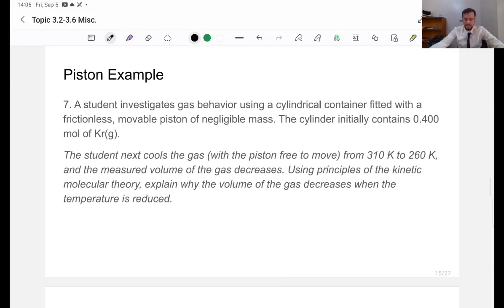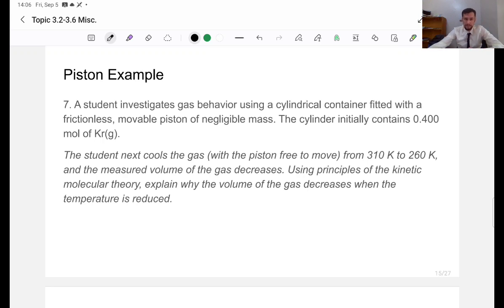So a student investigates gas behavior using a cylindrical container fitted with a frictionless, movable piston of negligible mass. The cylinder initially contains 0.4 moles of krypton. The student next cools the gas with the piston free to move from 310 to 260, and the measured volume of the gas decreases. Using principles of the kinetic molecular theory, explain why the volume of the gas decreases when the temperature is reduced. So go ahead again, pause this video and try to answer this question, and then I'll give you my answer.